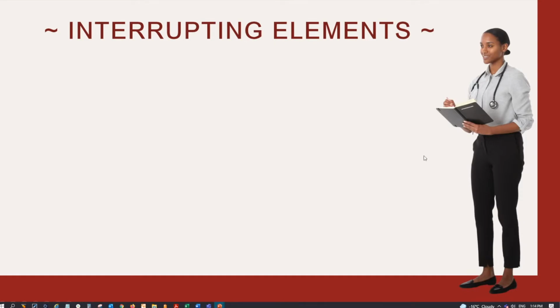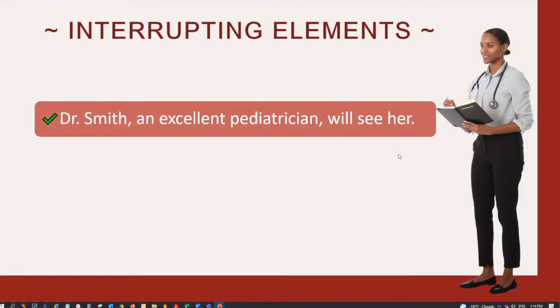Okay, interrupting elements. So an interrupting element is added information right in the middle of your sentence. So in this case, our basic sentence is "Dr. Smith will see her." The interrupting element is "an excellent pediatrician." "Dr. Smith, an excellent pediatrician, will see her." So we set that interrupting element off with commas.